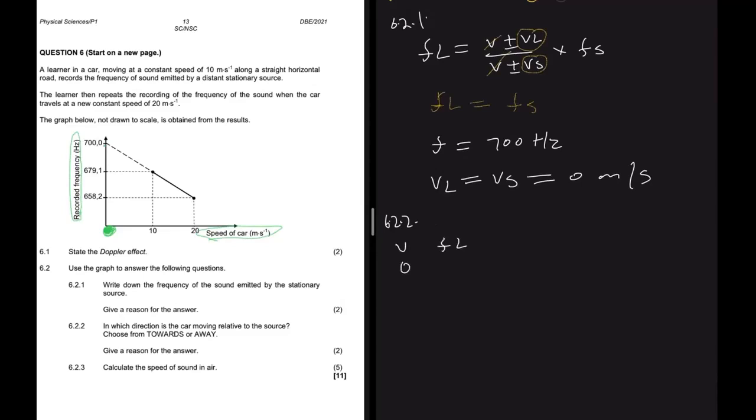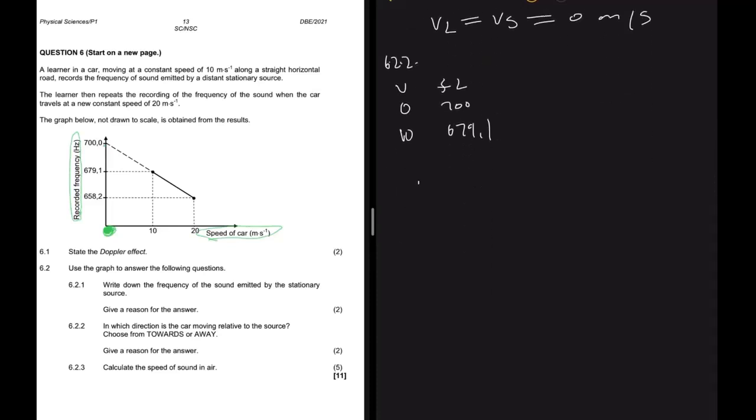So when the velocity is 0, the frequency observed is 700 hertz. When the velocity is 10 meters per second, the frequency observed is 679.1. So it seems like when the speed of the car is increasing, the frequency observed is going down. That only happens when a vehicle is moving away, right? Whether the sound source is moving away from the listener or the listener is moving away from the sound source. But in this situation, we know very well that the sound source is stationary. So the listener is the one moving away.